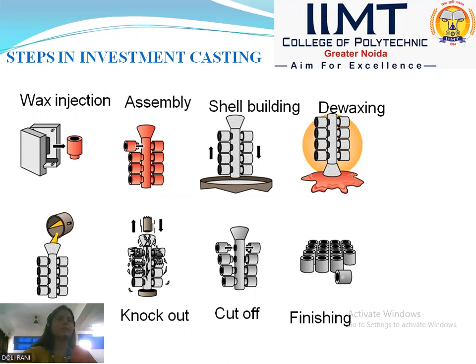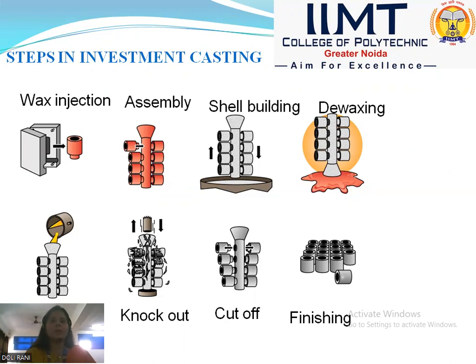The first step is wax injection. Before wax injection, first of all, we have to prepare the die. The die can be made of steel or any metal. Then wax is poured into the die for making the wax pattern. As we can see in the first diagram, wax is injected into the die and the pattern is prepared.